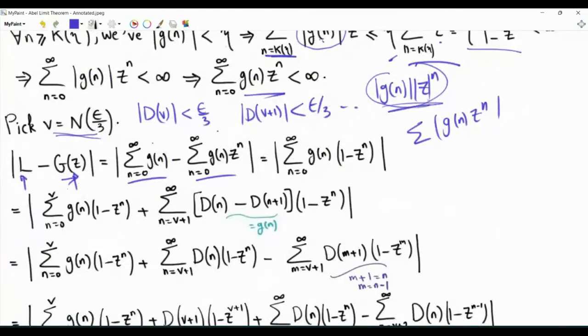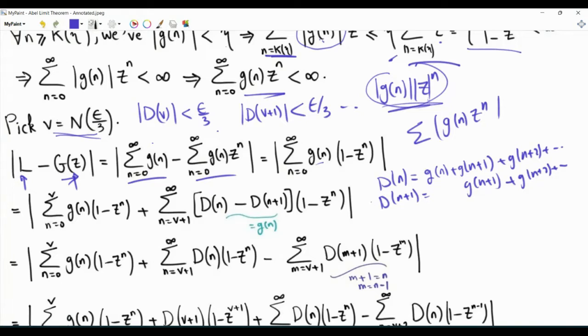So we go to this summation, we do a split here from 0 to v, here from v plus 1 to infinity, and I will write g of n in this second summation in terms of d of n. So d of n is equal to g of n plus g of n plus 1 plus g of n plus 2 and so on. D of n plus 1 is g of n plus 1 plus g of n plus 2 and so on. And so the difference between these two is g of n.